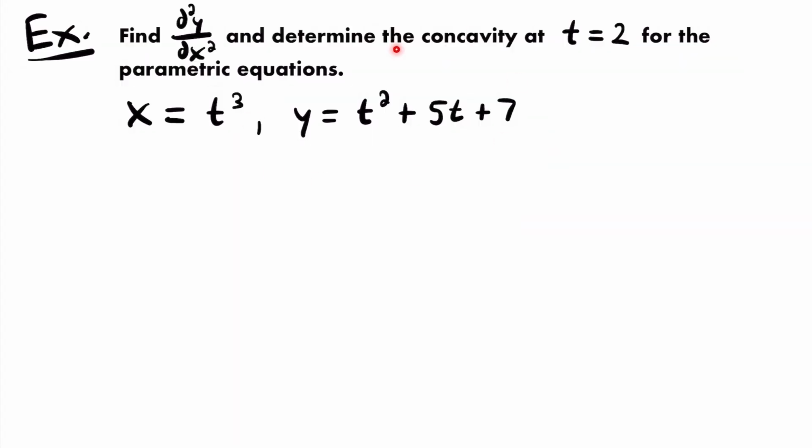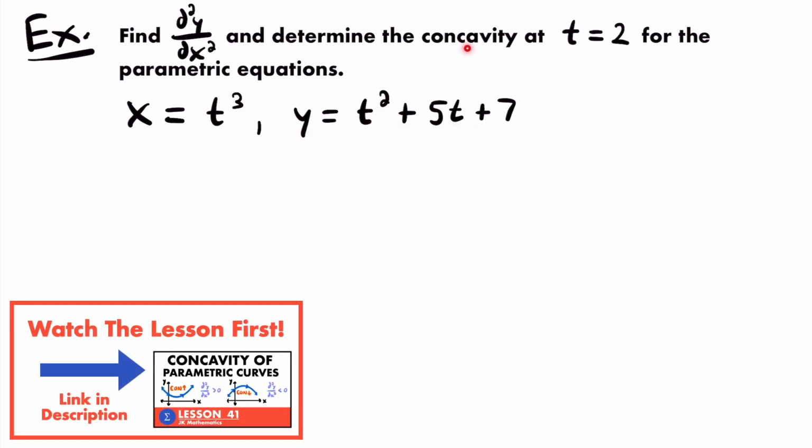All right, so here's our first example. We want to find the second derivative, d squared y divided by dx squared, and determine the concavity at t equals 2 for the parametric equations. In this case, we have x equals t cubed and y equals t squared plus 5t plus 7.